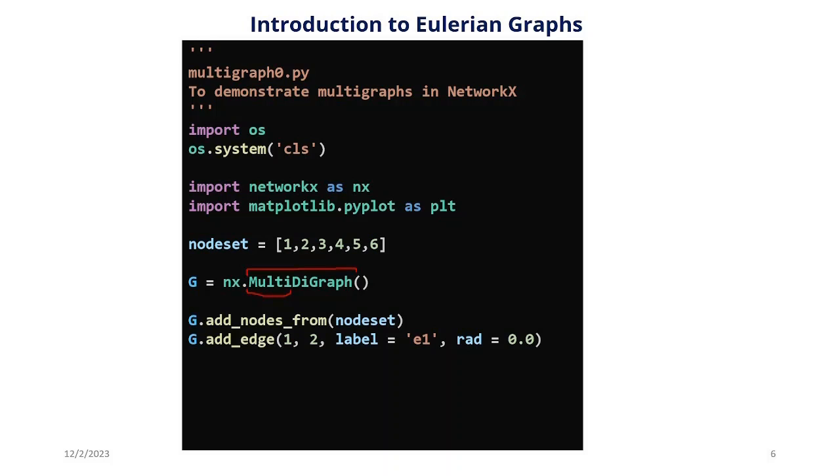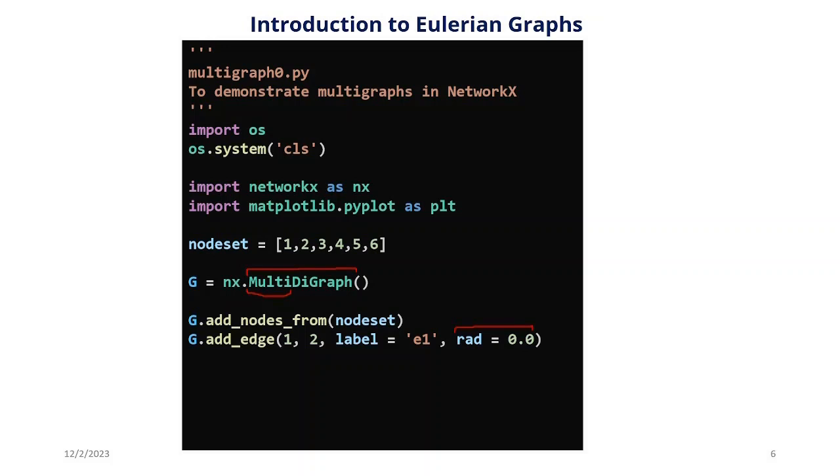So the way you describe it, if you add an edge, you can either just add an edge, or you can also add an edge with other parameters. For instance, the label parameter. Label is a variable here. You could have used anything and called it E1. Now the rad you see here is something to show whether this edge is going to be a straight line edge or a curved edge. If rad is 0, it means that this edge is going to be a straight line edge.